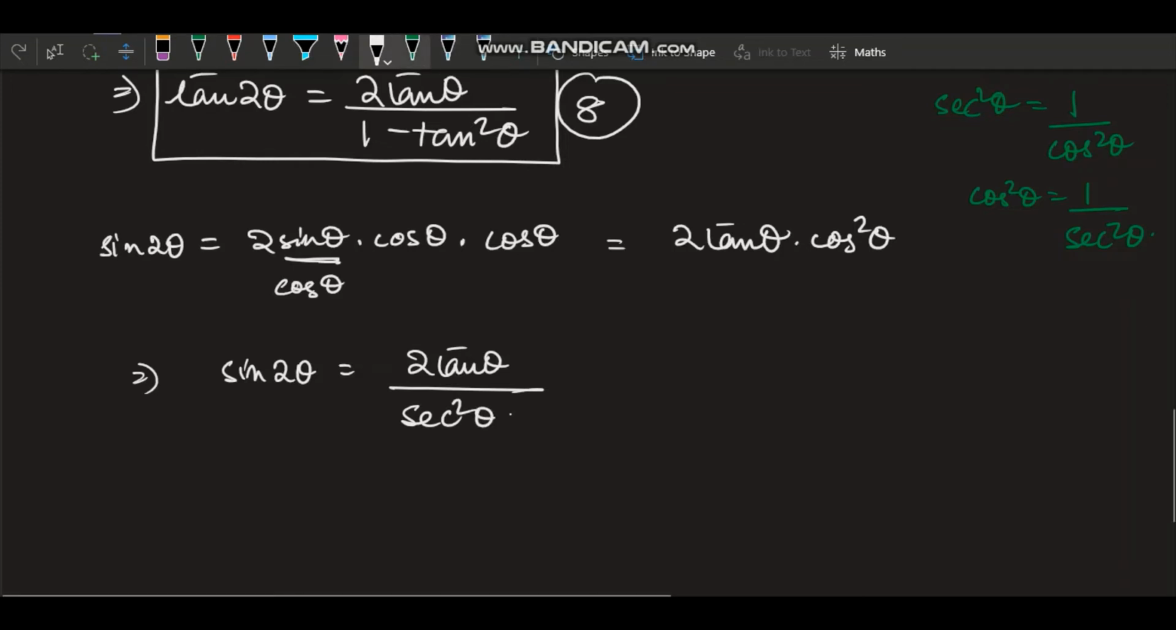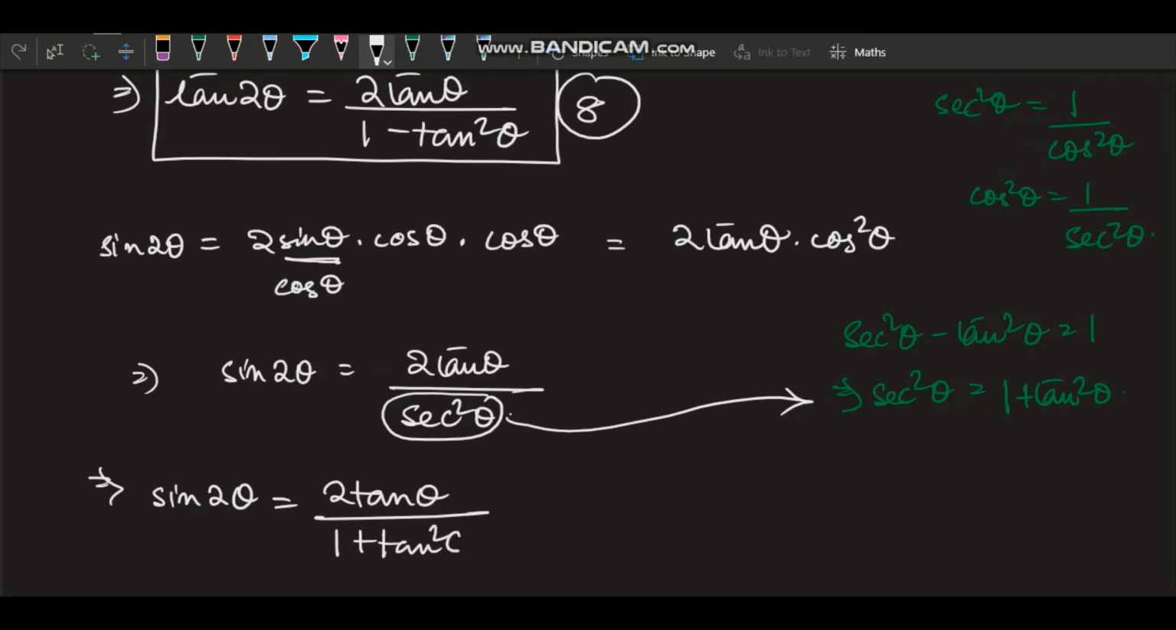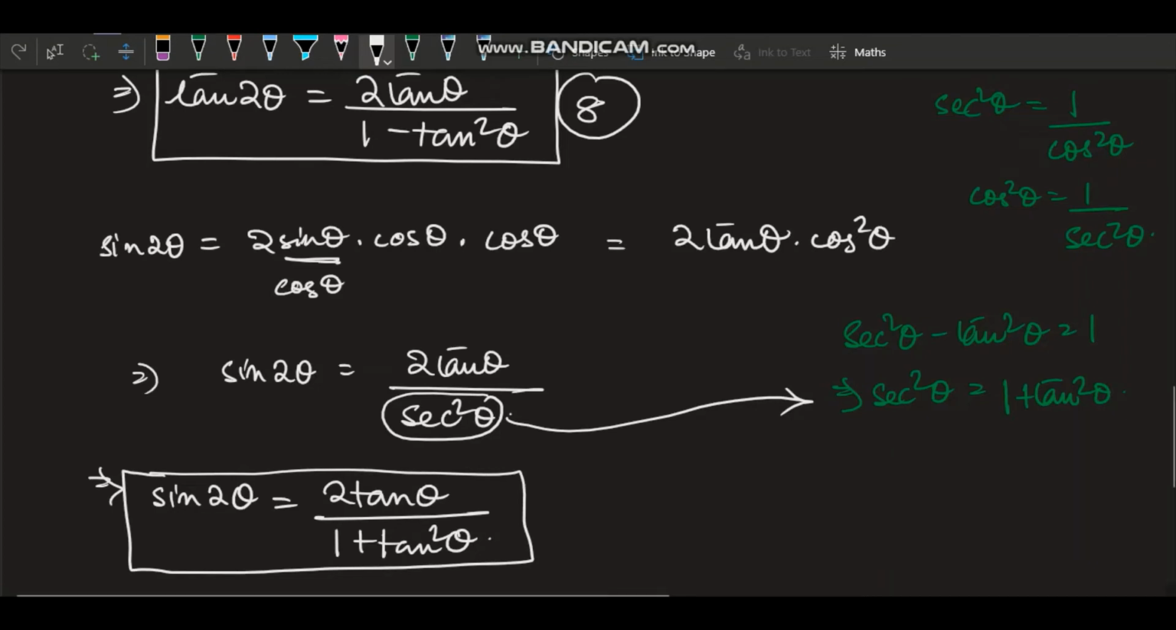And of course, we know this identity that sec square theta minus tan square theta equals 1. So we have sec square theta equals 1 plus tan square theta, right? So in place of this sec square theta, I will write 1 plus tan square theta. Thereby, I am getting sine 2 theta entirely in terms of tan theta. Sine 2 theta is 2 tan theta by 1 plus tan square theta.